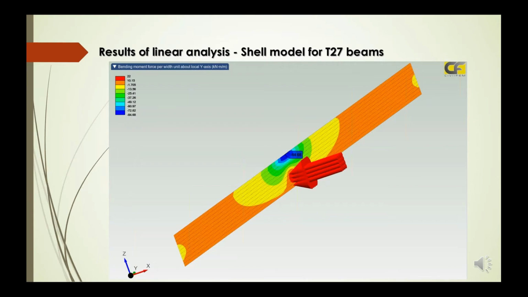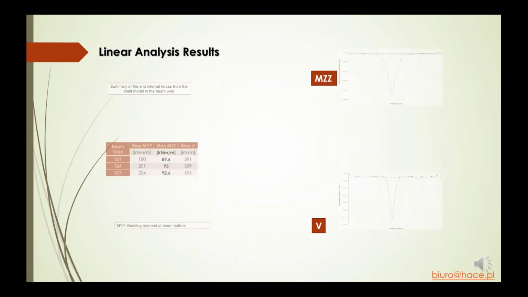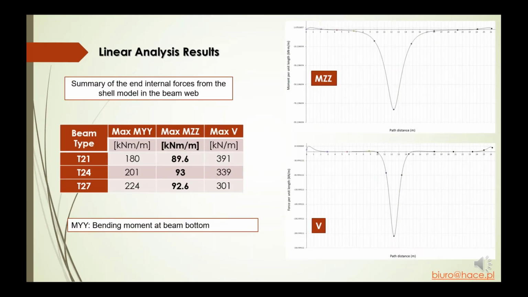Here you can see more details and maximum values. The same for shear force, and also the previous path that we have selected. We can have it for different beam types. We have selected T21, 24, and 27. Just different values for bending moment in the different axes, longitudinal, transversal, and shear force. And there you can see the shear and the bending moment path.